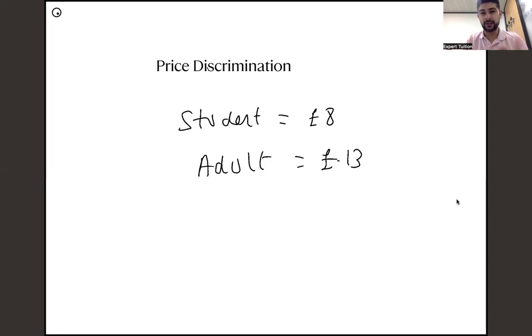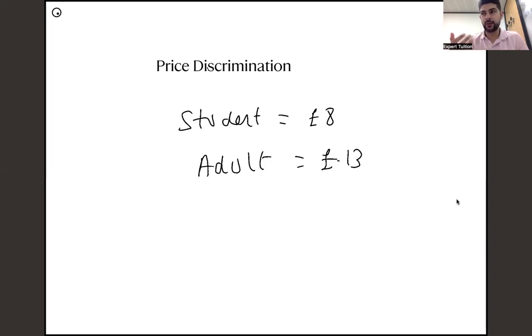I wouldn't even buy the student ticket. I'd go and buy the child ticket, like £1 or something, the baby ticket. But the point is that they absolutely need to be able to police the scheme to ensure that the correct people are buying and the submarkets are kept separate. So number three in our list of criteria and conditions is that the cost of policing the scheme must be lower than the additional profit gained from price discriminating.